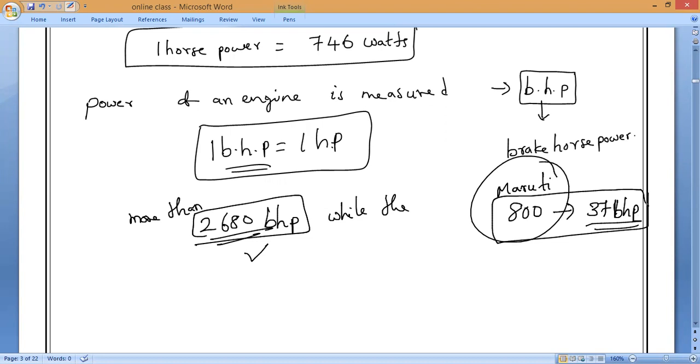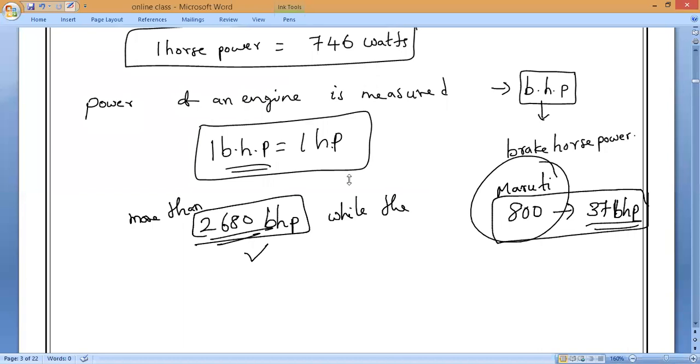So who is more powerful, electric train or Maruti car? Electric train, because its engine BHP is more. So that is the commercial unit. Do you all understand, everybody? Clear, guys? Any doubt? Please ask. Yes or no? Yes, please ask.